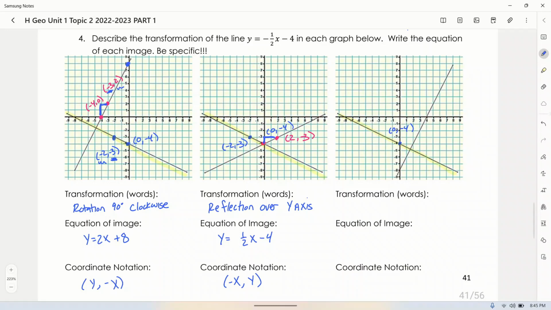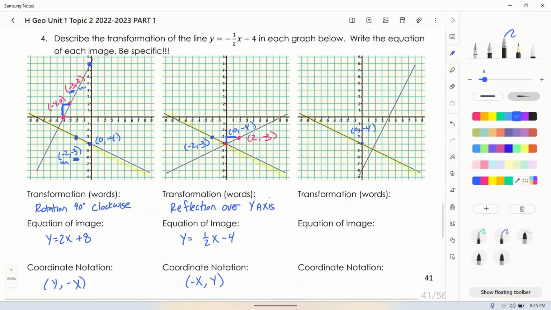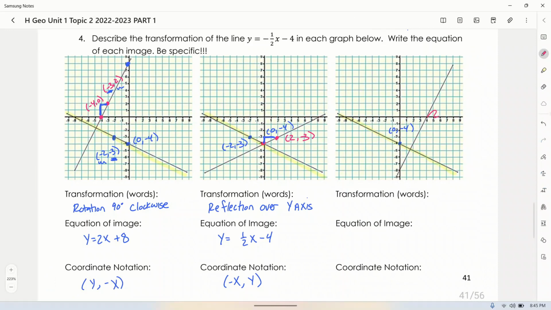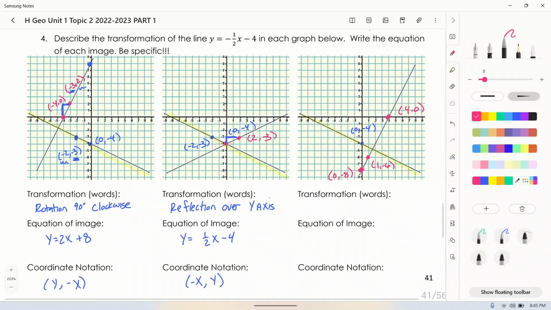Okay, let's look at this last one here, and I've got the point 0, -4, but we also, on the transformed graph, have the point 4, 0. Okay, we also, for a little bit of help here, have 0, -8. There's your y-intercept. We can put in one more there if you need it. 1, -6 to help with finding slope.